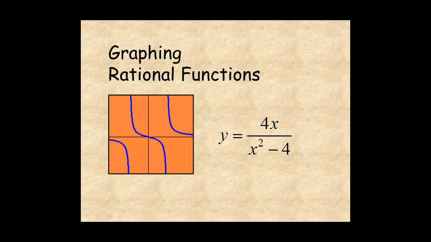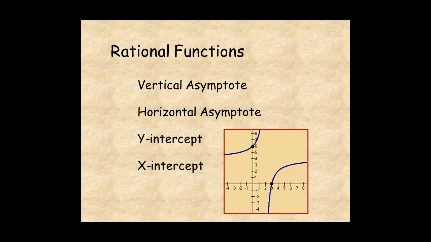This lesson shows how to graph the rational function 4x over x squared minus 4. In previous lessons, you've learned about the four important parts of a rational function. The vertical asymptote is a vertical line where the function is not defined. The graph curves up or down as it approaches its VA.